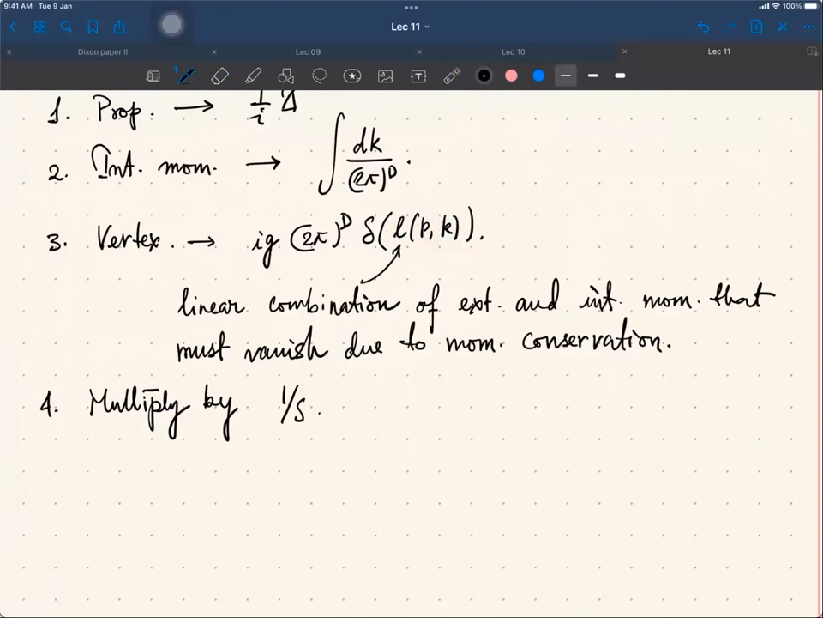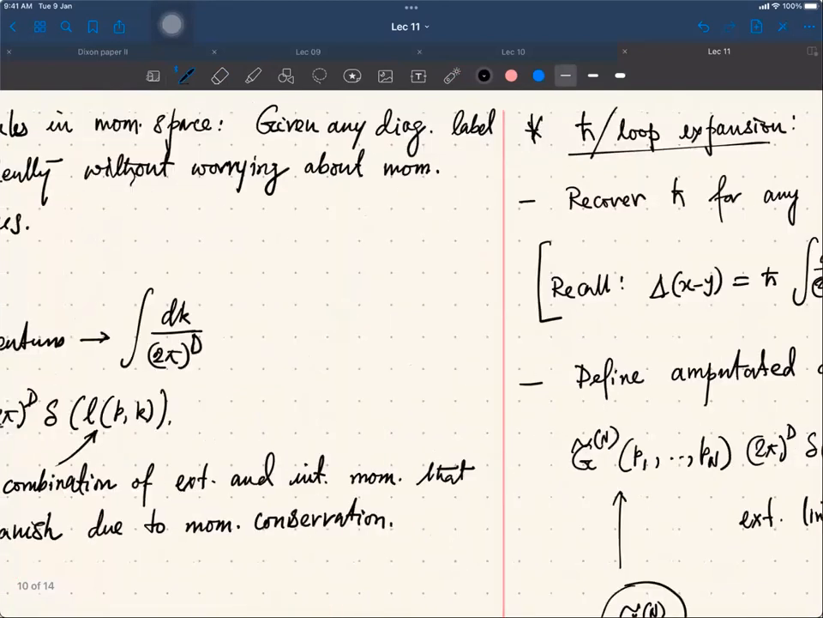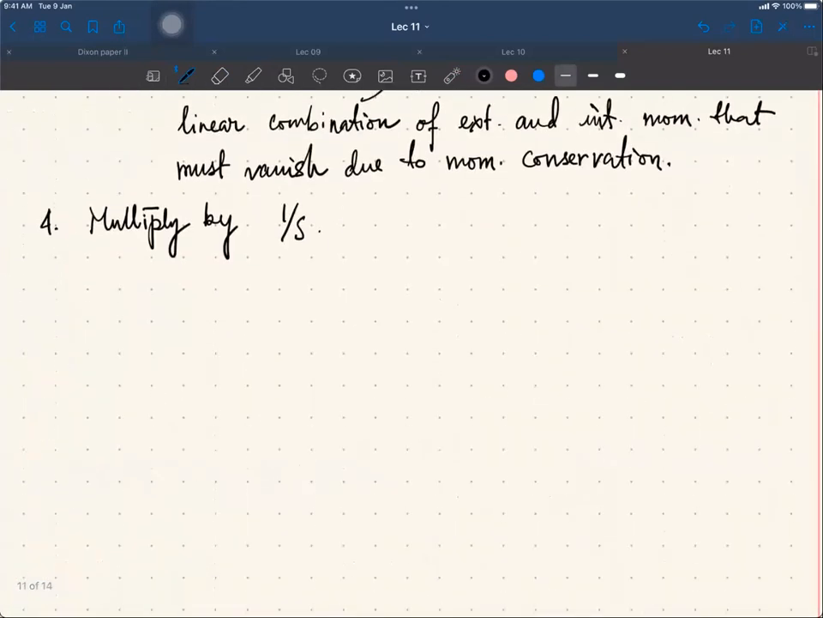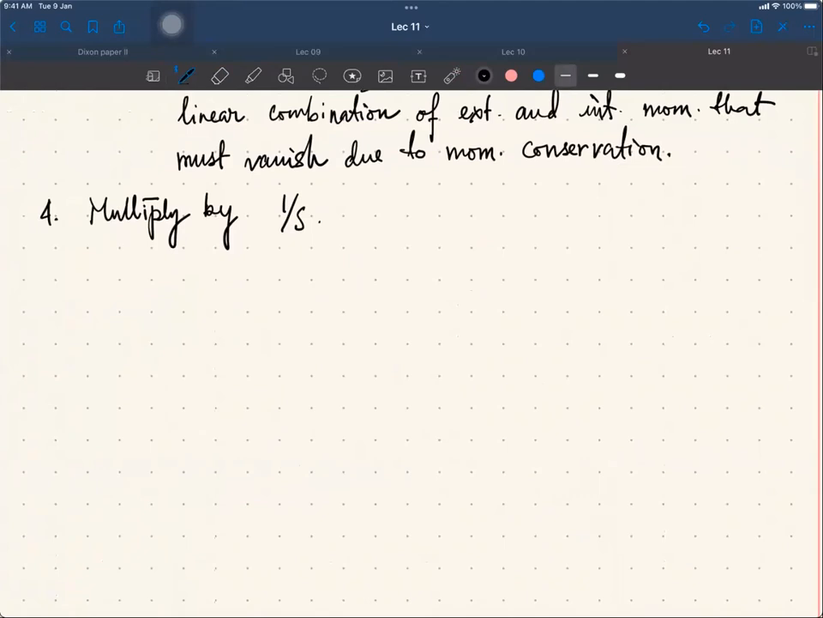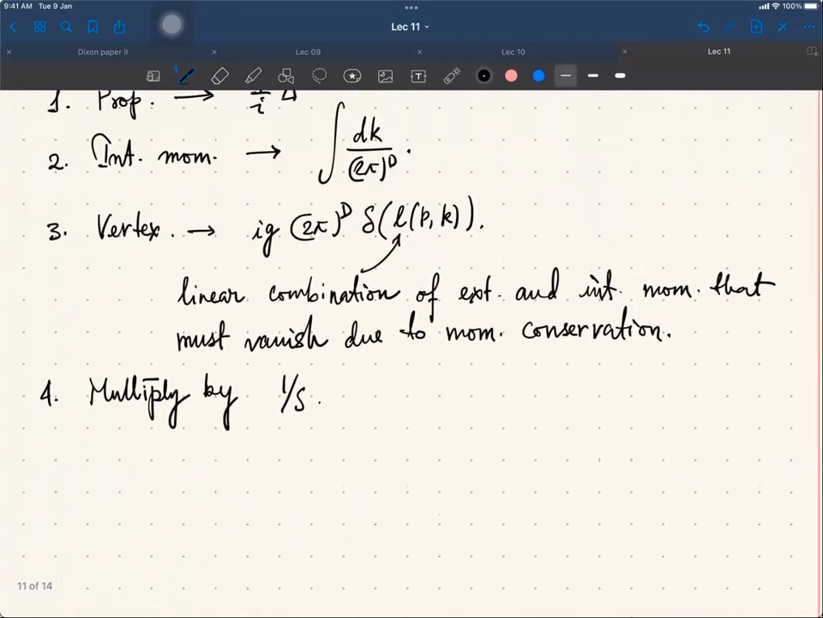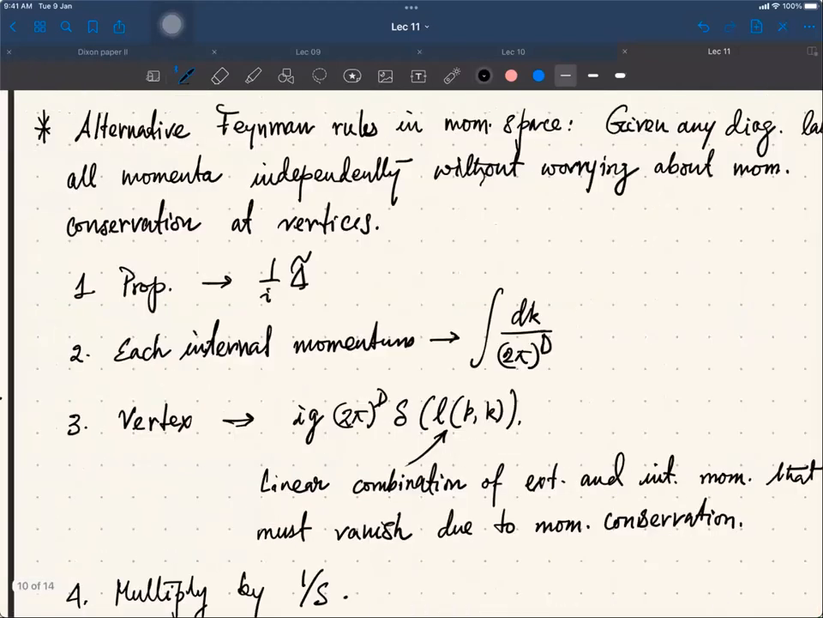In the previous rule, we had also a factor of 2 pi to the power d times delta function of the sum over all external momenta. That is the overall delta function. But we have seen in the previous calculation that when we impose all the momentum conservation at each vertex, that gives rise to the overall momentum conservation. Let's have a look at that again here.